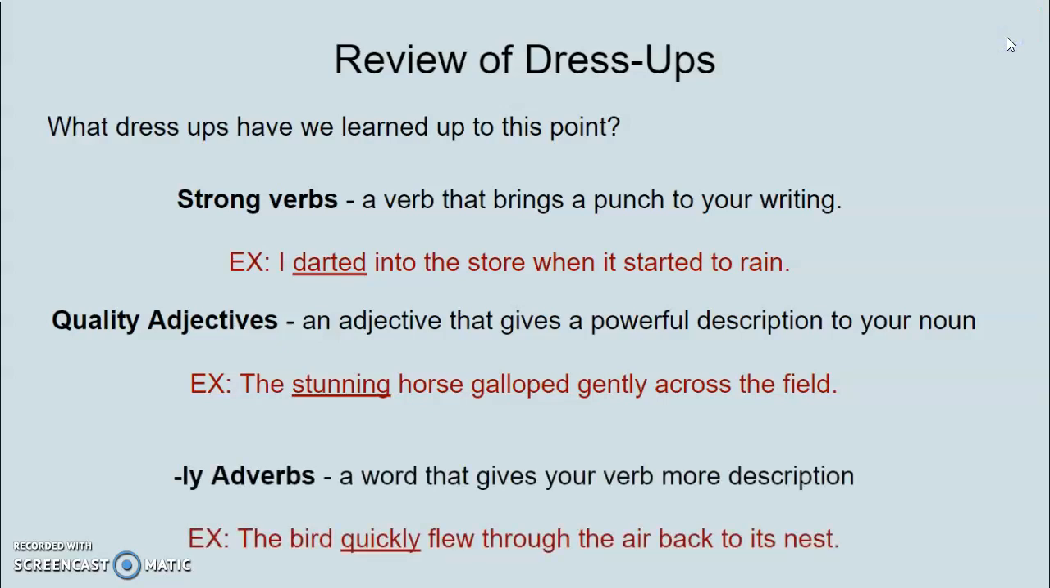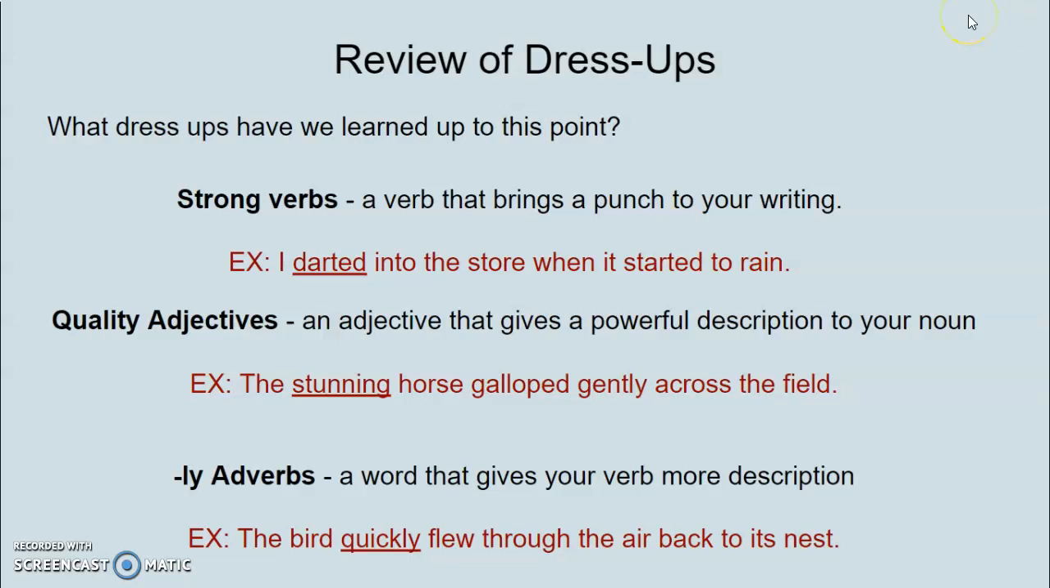And lastly, we looked at ly adverbs. And an ly adverb is a word that gives your verb more description. It's not just any word that adds an ly, and we'll talk about that in a minute. So I looked for the verb in the sentence and I wrote, the bird quickly flew through the air back to the nest. So the verb is flew, and I'm describing how it flew. It flew quickly. So I'm giving a little bit more. Instead of saying the bird flew through the air back to its nest, I gave a little bit more description and added the word quickly.